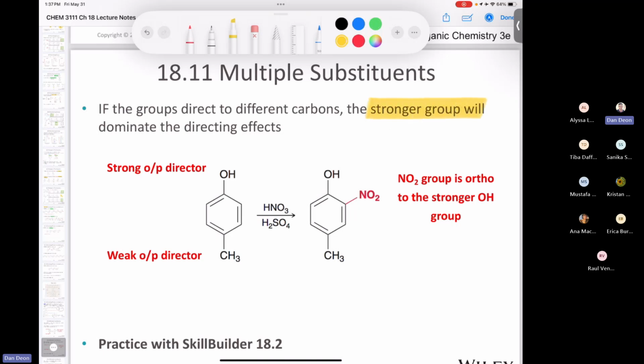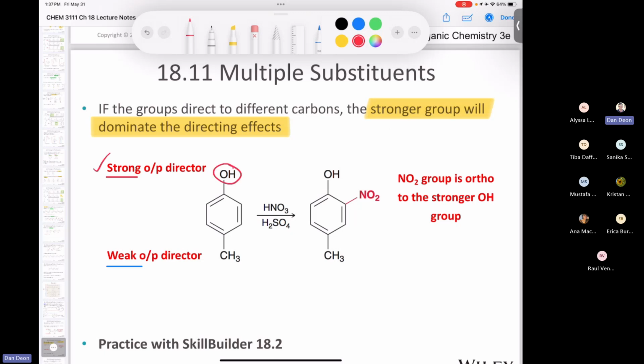It says right here, the stronger group will dominate the directing effect. So here on this compound, this would be para-methylphenol, you've got the hydroxyl, which is a strong director, right? So this one is strong. And then you have the methyl, which is an activator. It's an ortho-para director like the hydroxyl, but this one is weak. So if it's a battle between something that's strong and something that's weak, who's going to win? Well, the strong group is going to win.